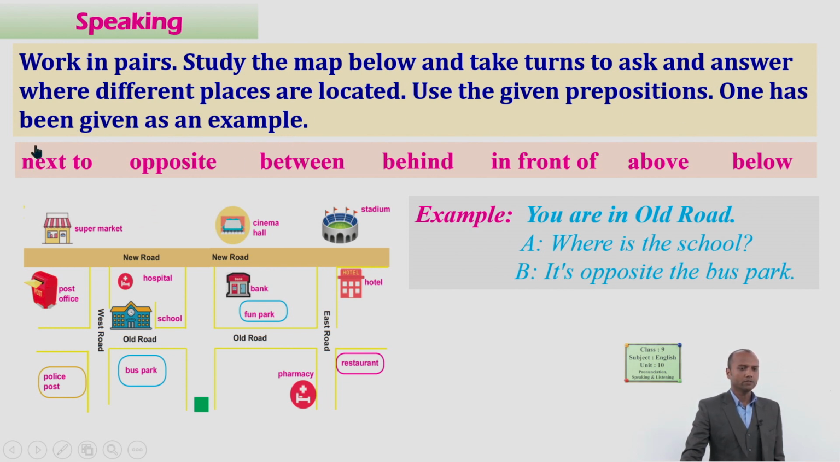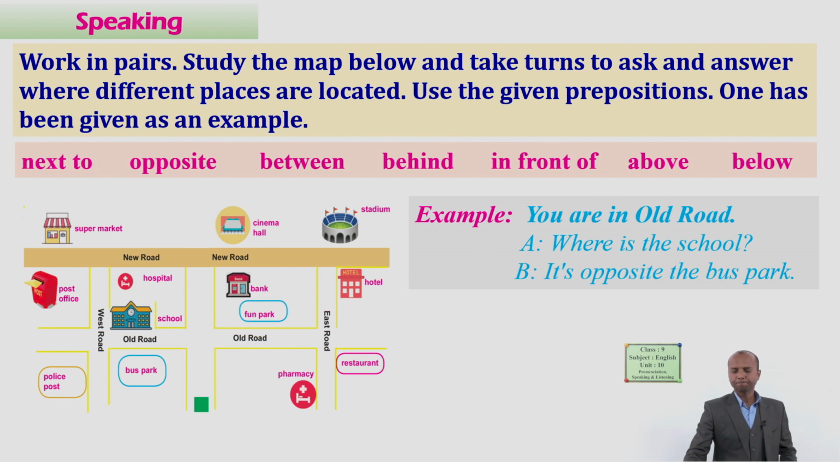So where are the prepositions? Yes, they are here in the box. What are they? Next to, opposite, between, behind, in front of, above and below. And look, there is the picture or map. So we have to talk about different locations of different places. For example, we might be talking about where this restaurant is or the pharmacy is. Got the idea? Okay, moreover, you are given where you actually are.